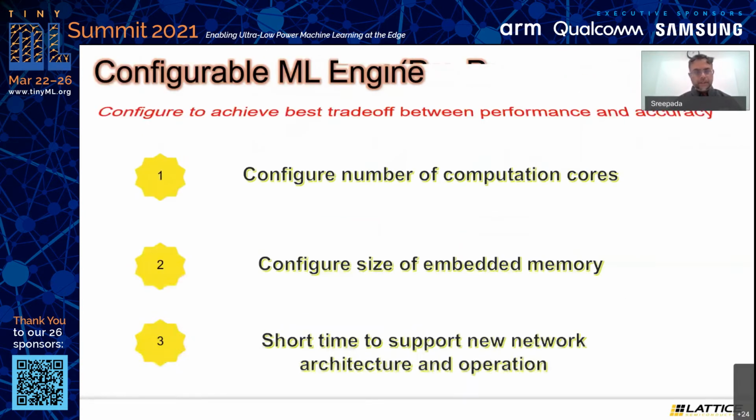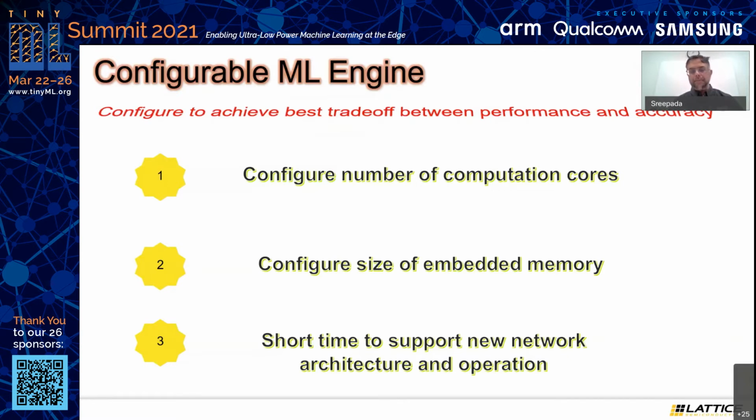We can implement many of these pre-processing and post-processing blocks. I mentioned the configuration engine, so we provide flexibility using different parameters. For example, the user can do a trade-off in the configuration engine or the ML inference engine. How many computation cores do I need to use? Does my application require more cores? Depending upon the network, they can choose the number of computation cores required for that particular application.